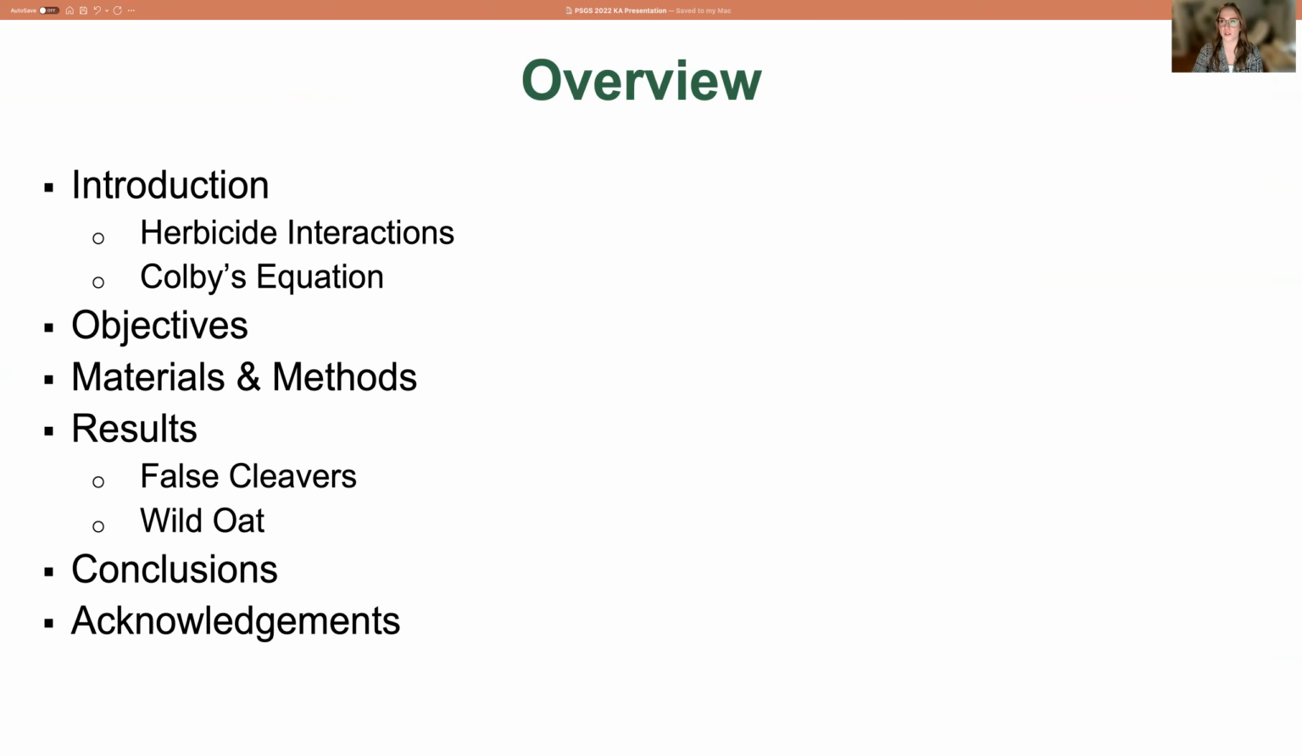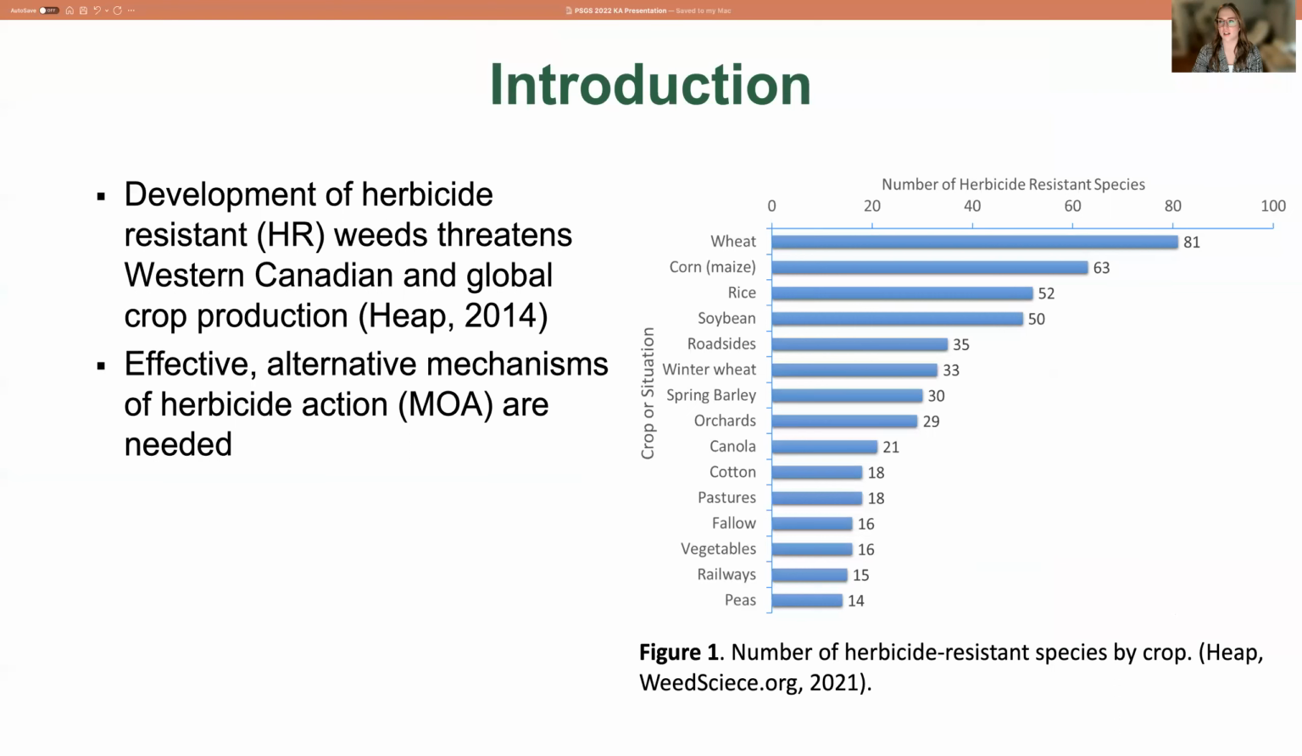The development of herbicide-resistant weeds threatens Western Canadian and global crop production. As you can see, there's a large number of herbicide-resistant species for each crop type, which highlights the need for effective alternative mechanisms of herbicide action. So mixing two or more effective modes of action is a way to delay resistance. Herbicide mixtures are an ideal weed control option for producers as they can increase the spectrum of weeds being controlled.